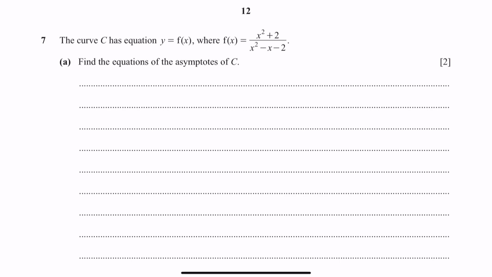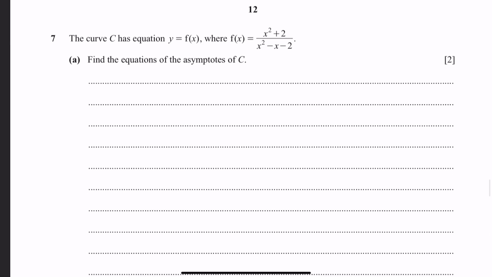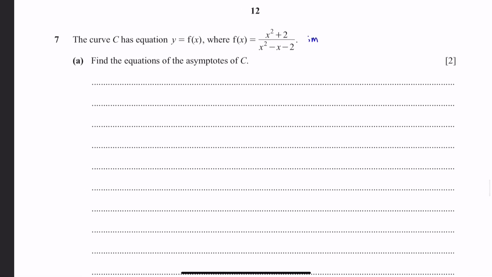For this question, we need to find the asymptotes of C, and this is an improper fraction.